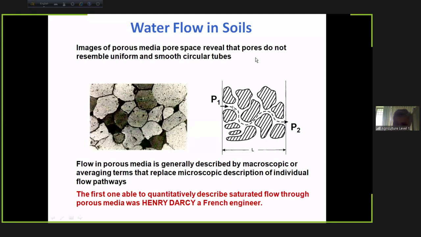It is not straightforward, because we have soil particles here and water follows only the connected pores, which is much longer. It is what we call the tortuosity.